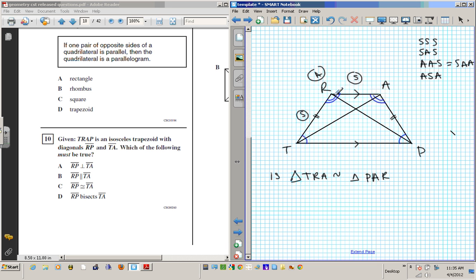So this one, based on the fact that it's isosceles, we have S. A, because parallel lines cut by a transversal, same side interior angles are congruent, we have A. And this side, RA is congruent to RA by reflexive property of congruency. So we have SAS. Bam. So these two triangles are congruent, so it follows that this side right here, TA, is in fact congruent to RP. Okay, so our final answer for this is C.